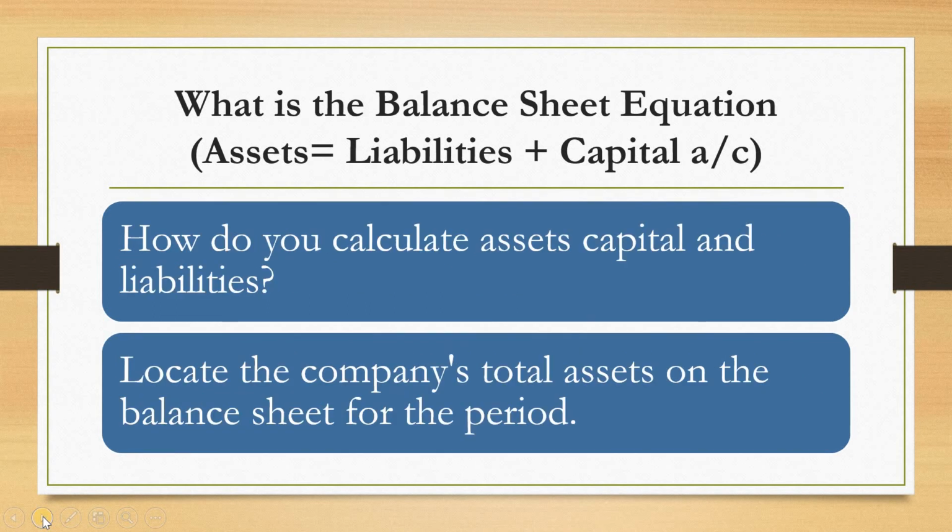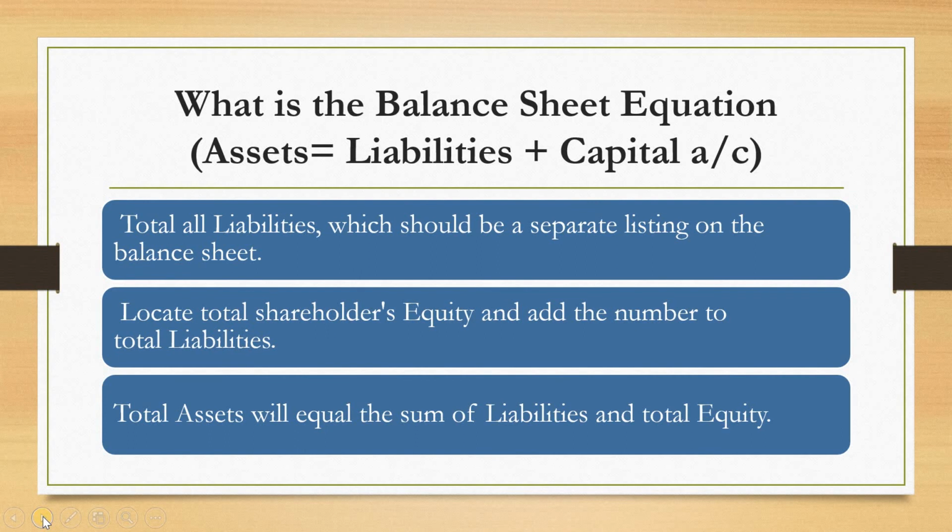Okay. So how do you calculate assets, capital and liabilities? Locate the company's total assets on the balance sheet for the period. Then total all liabilities, which should be a separate listing on the balance sheet. Locate total shareholders' equity and add the number to total liabilities. So total assets will be equal to the sum of liabilities and total equity.